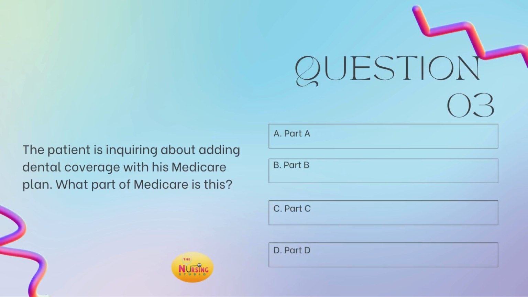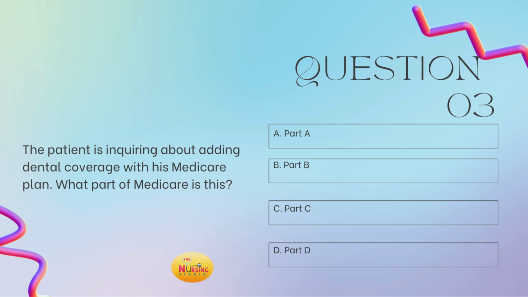And then lastly, question number three, the patient is inquiring about adding dental coverage with his Medicare plan. What part of Medicare is this? Is it A, Part A, B, Part B, C, Part C, or D, Part D? Take a moment and tell me what you got in the comments, you guys.